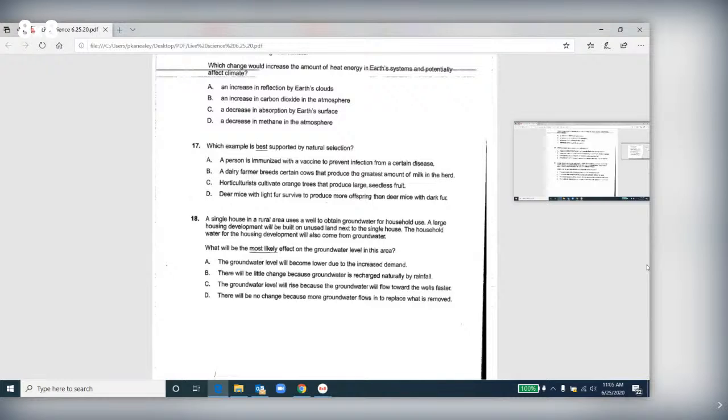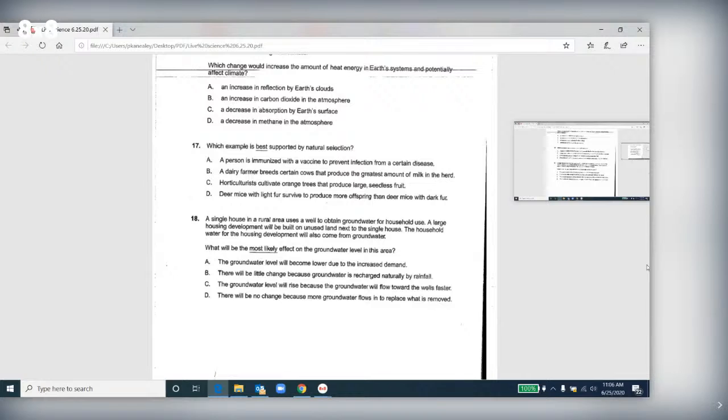Okay, so in this one, you live in a little house, you've got your own well, and you could maybe dig down 20 feet and you hit water. But what this is saying is there's going to be a housing development with, say, maybe another 30 or 40 houses in that same area, and they're all going to be using a well too. So as a result of that, what's going to happen? The groundwater will become lower due to the increased demand. Well, we know there's going to be increased demand because instead of one house, now there's going to be 20 or 30 using that same source of water.